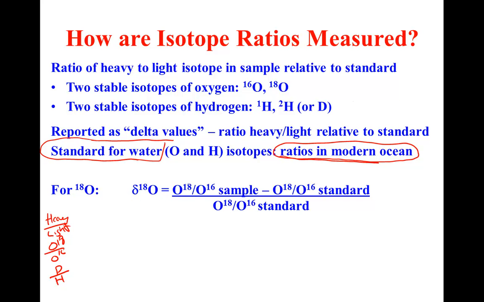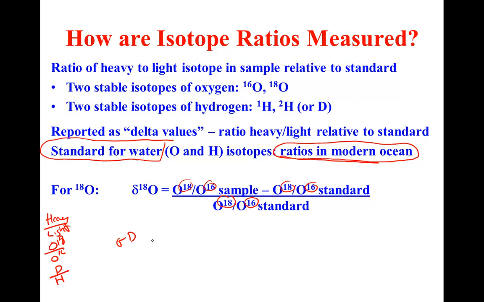So again, it's the ratio of heavy to light isotope in the sample minus the ratio of heavy to light isotope in the standard, divided by the ratio of heavy to light isotope in the standard. In this example, we're measuring delta O18, the ratio of heavy oxygen 18 to light oxygen 16 in our sample relative to a standard. We can measure hydrogen isotopes in the same way.